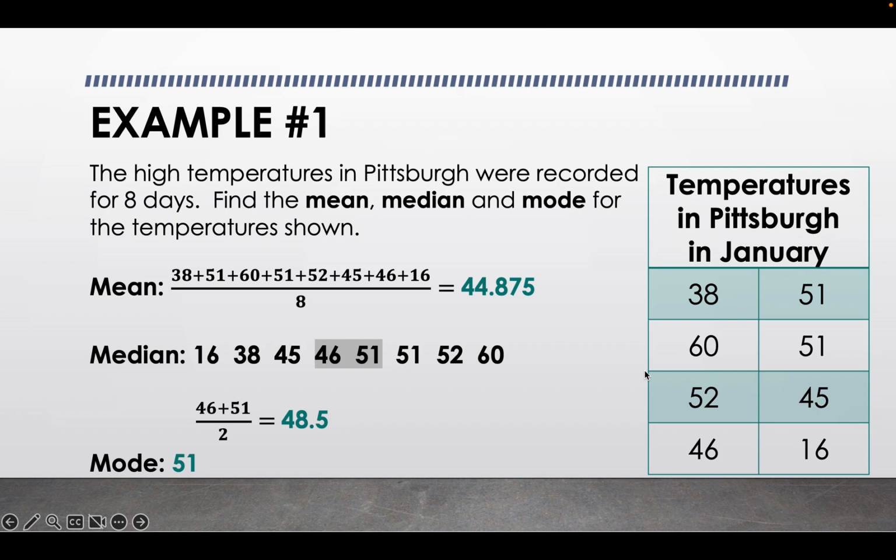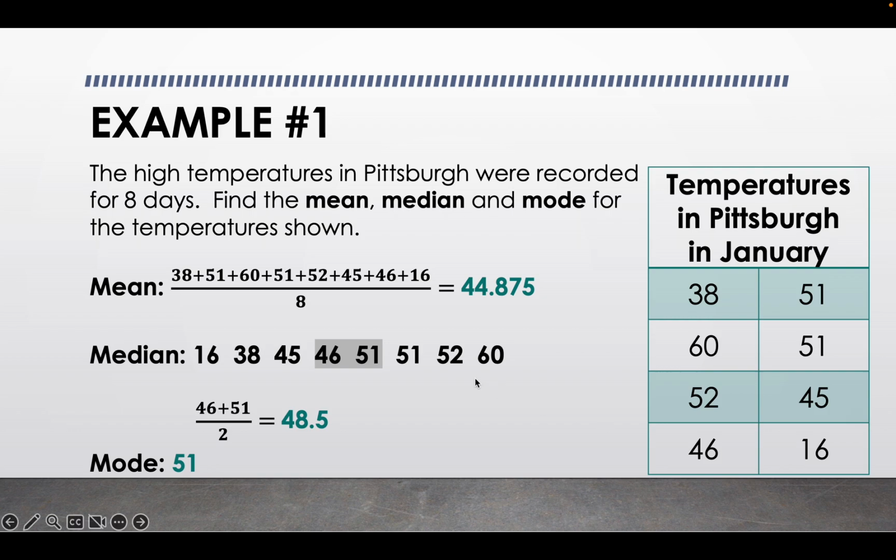So the point of the mean is to give us an average of all of them. But when you have an outlier like 16, it's going to pull that number down because 16 is much lower than the other numbers. On the other hand, if the outlier was very high, like let's say we had an 80-degree day in January, then it would make our mean a lot higher and it would be way above all of the other numbers in the data set.